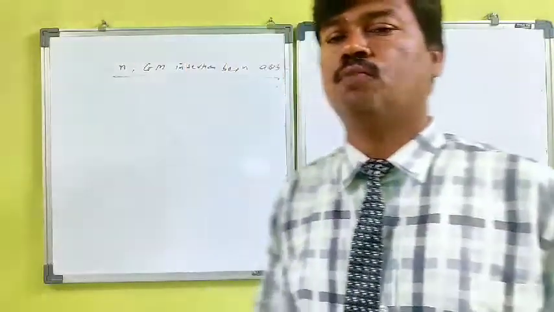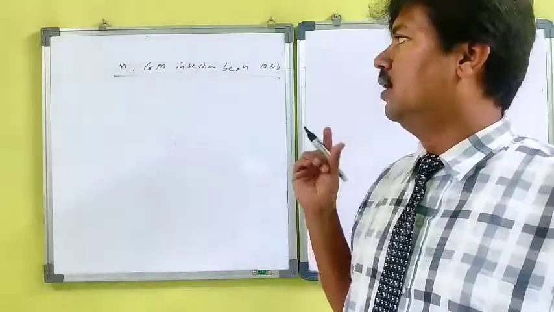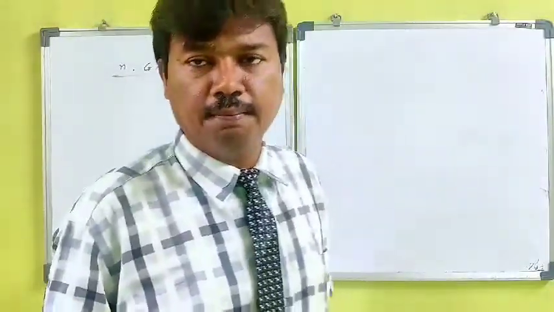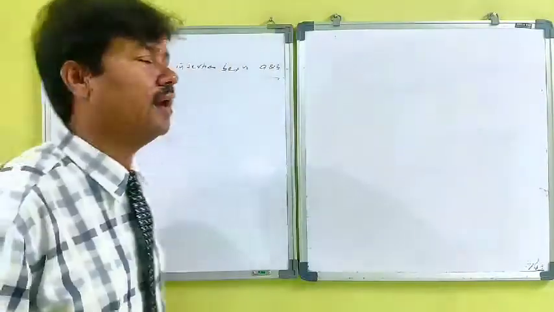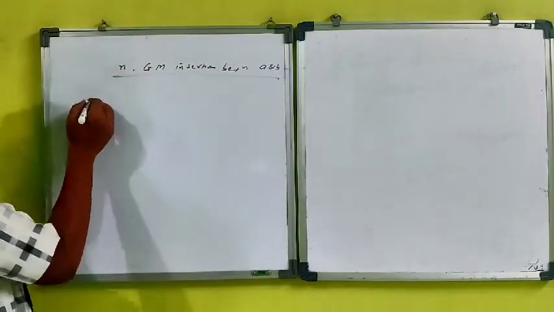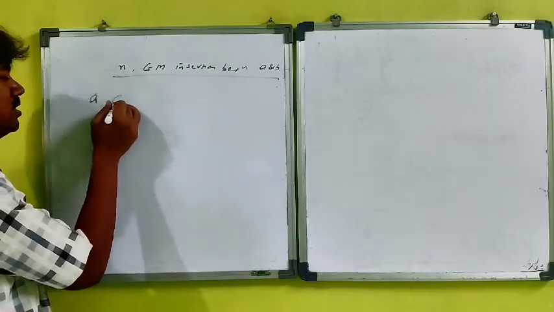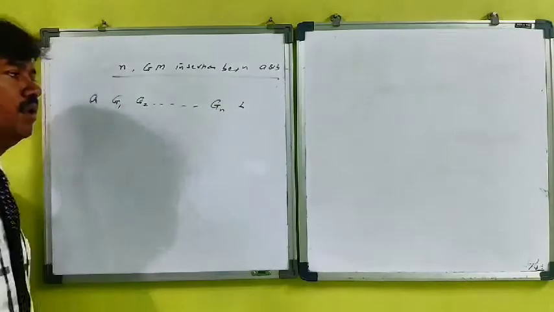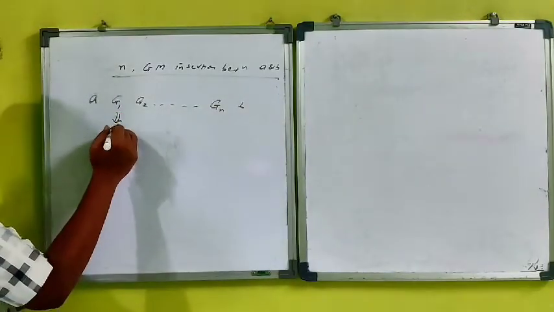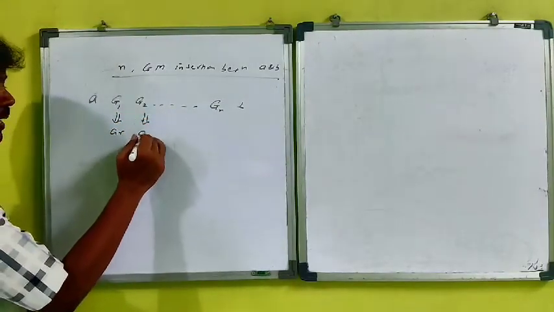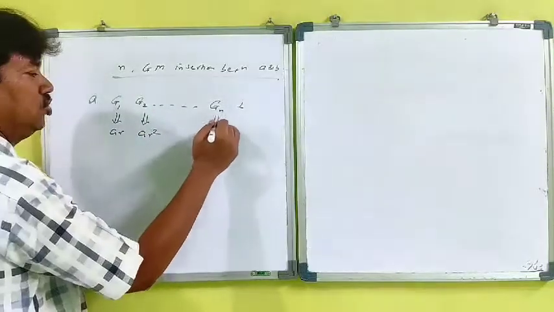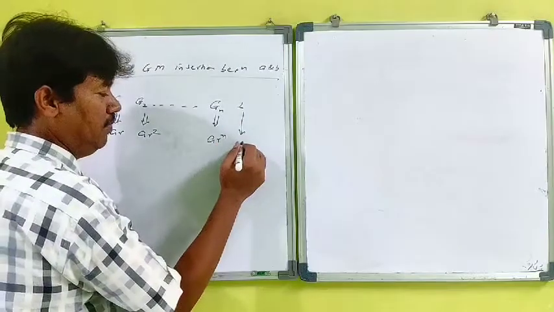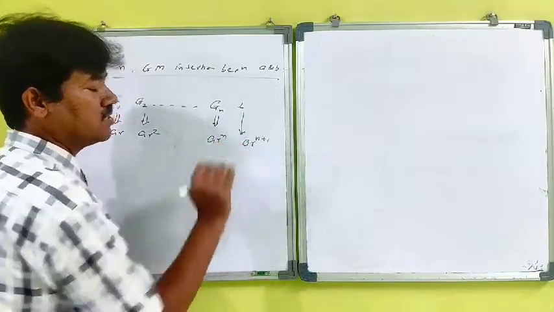Yes, so one small concept here, that is the number of GMs. N number of GMs you have to insert between the two numbers A and B, geometric progression, remember that. So consider the first is A, then the next is G1, G2, like this Gn, and then B. Clearly from this, the G1 value will be AR, G2 value will be AR square, Gn value will be AR raised to n. So what is the value of B? B will be AR raised to n plus 1.